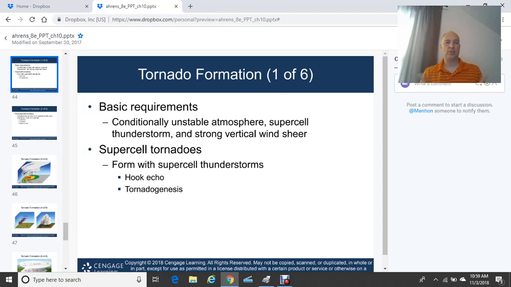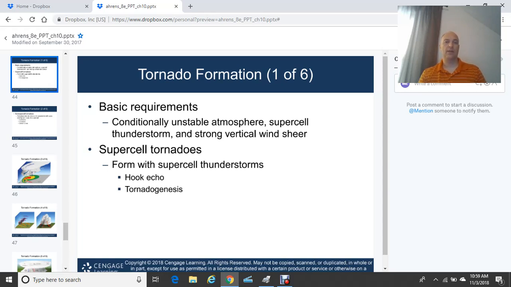Another thing we mentioned about supercells that makes them special is the tilted updraft. They have a tilted updraft, which allows the updraft to continue higher and higher into the atmosphere without being choked off. So the downdraft is off to the side. The tilted updraft is its own area of the thunderstorm. So the air continues to rise vigorously with a supercell. Right. So with supercell thunderstorms, you get tornadoes.